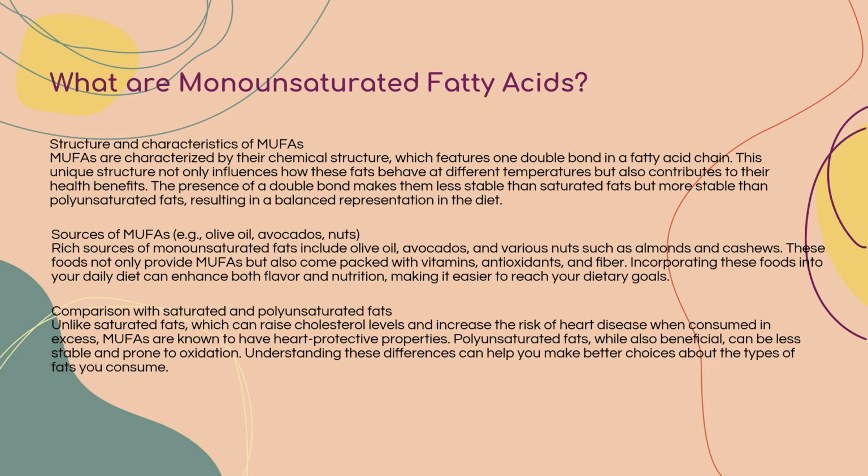Monounsaturated fatty acids are characterized by their chemical structure, which features one double bond in a fatty acid chain. This unique structure not only influences how these fats behave at different temperatures, but also contributes to their health benefits. The presence of a double bond makes them less stable than saturated fats, but more stable than polyunsaturated fats, resulting in a balanced representation in the diet.